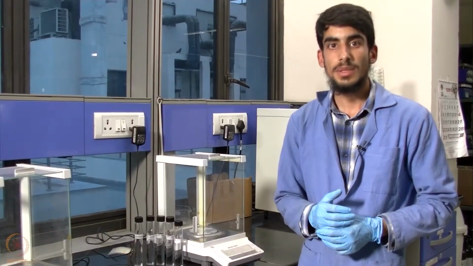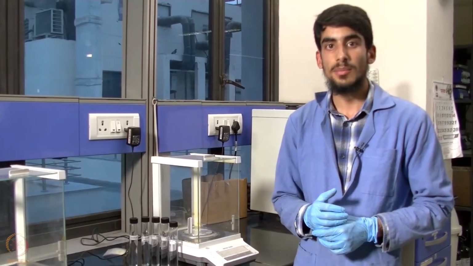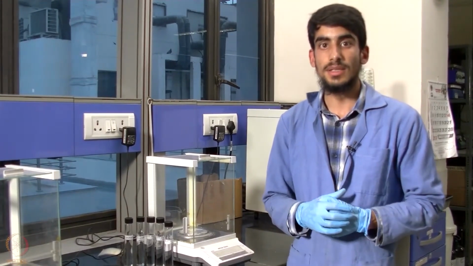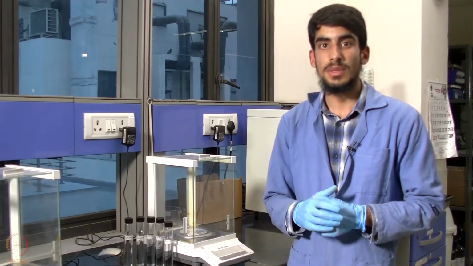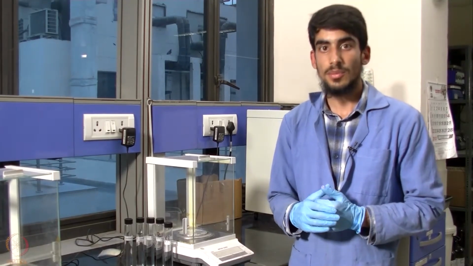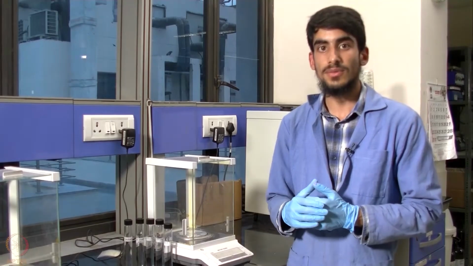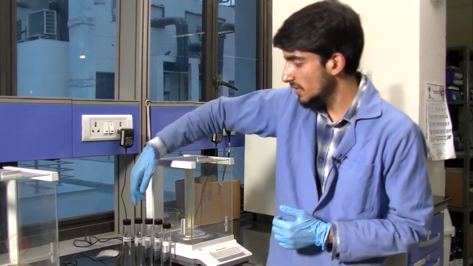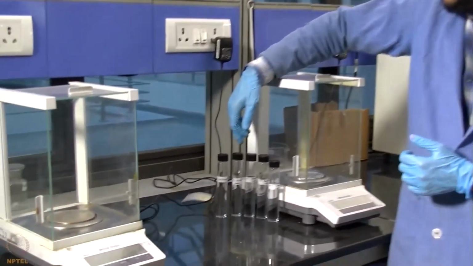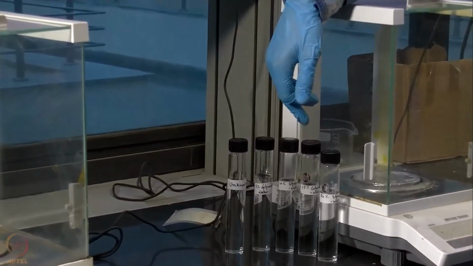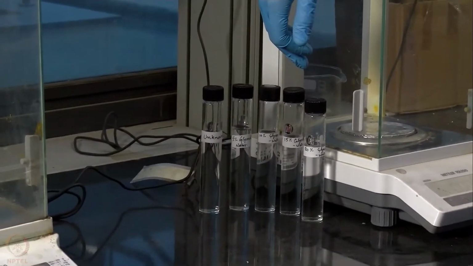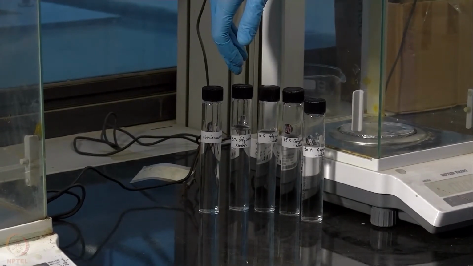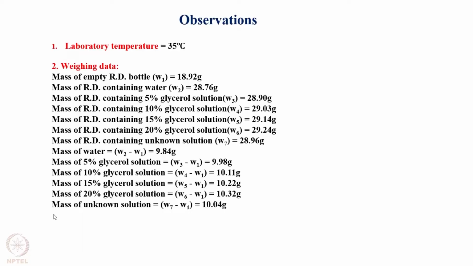We will fill the specific gravity bottle with 10 ml of our samples of different concentrations of glycerol, and then weigh them and subtract the mass of the empty specific gravity bottle from each mass. From that we can get the mass of all the different samples of glycerol which we made. So these are the different solutions of glycerol which we made. We had 5%, 10%, 15% and 20% volume by volume solutions of glycerol, and then an unknown solution of glycerol whose concentration we will be determining.